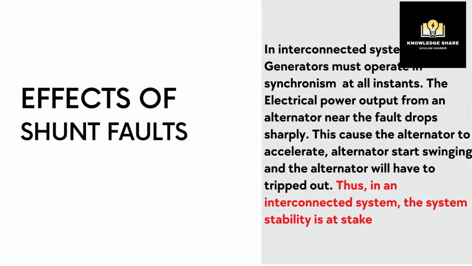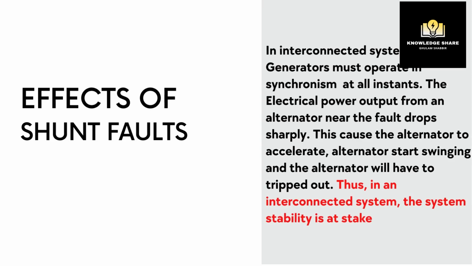Shunt faults have much impact on power system stability and on generators. In an interconnected system, generators must operate in synchronism at all instants. The electrical power output from an alternator near the fault drops sharply. This causes the alternator to accelerate, the alternator starts swinging, and the alternator will have to trip out. So, in an interconnected system, the system stability is at stake if the swing is out of control.